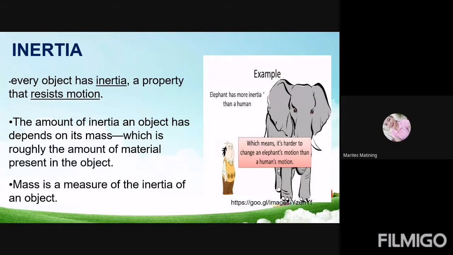Okay, which of these has greater mass? Ma'am, sorry, late ako. Okay lang anak, at least pumasok ka. No worries. Okay, ulitin natin.